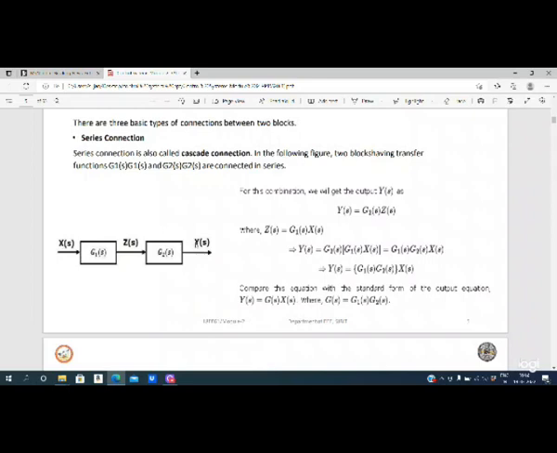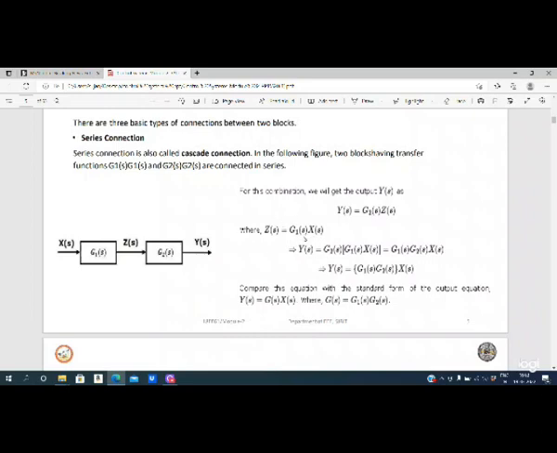The input is X of S and the output is Y of S. The output of the first block is Z of S, and the input of the second block is Z of S. So by this, we are going to discuss the combination. What is Y of S? Y of S is equal to G2 of S into Z of S. What exactly is Z of S? That is the input into the second block, so G1 of S into X of S is Z of S.